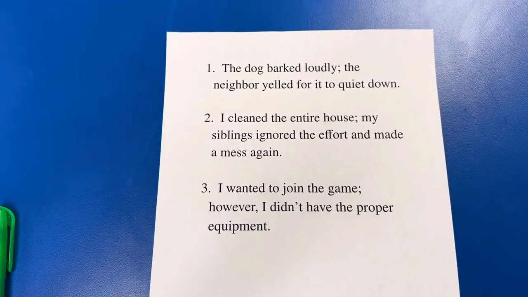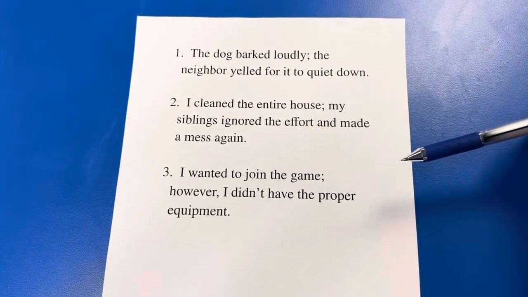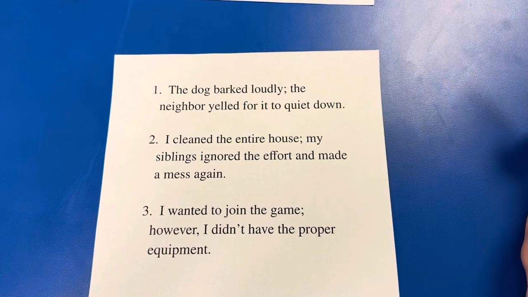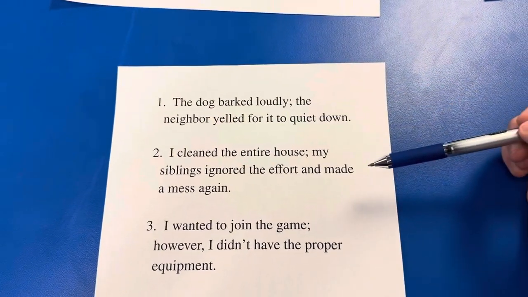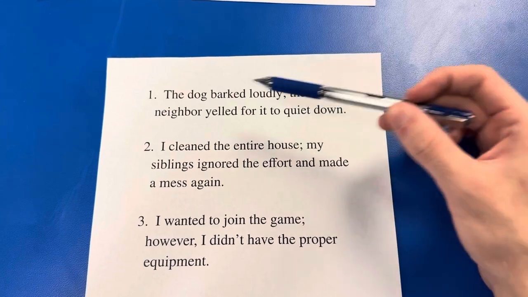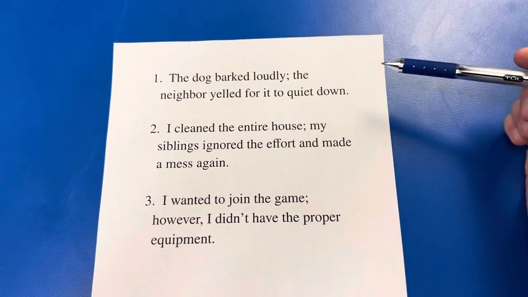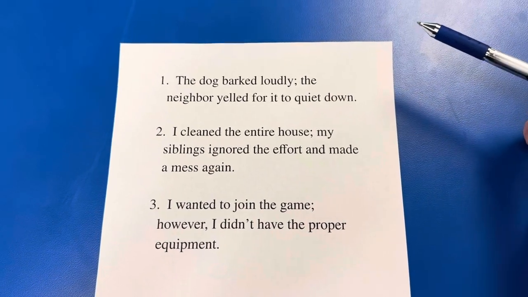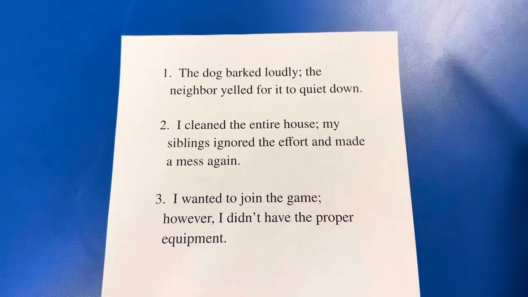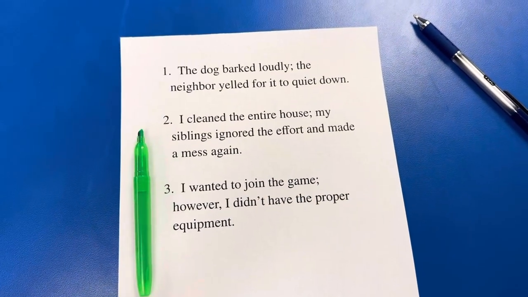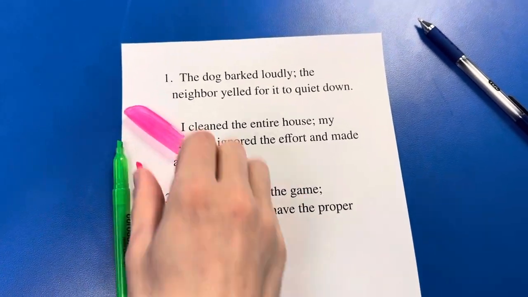Now for these three examples, all three of these are written grammatically correct, so it uses a semicolon correctly. It should have an independent clause on this side, an independent clause on this side, and each side will have both a subject and a verb. So all I need to do is identify where the semicolon is, the independent clauses, and the subject and verb. Green is going to be my subject, pink is going to be my verb.